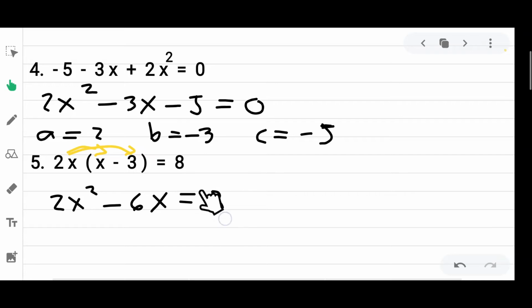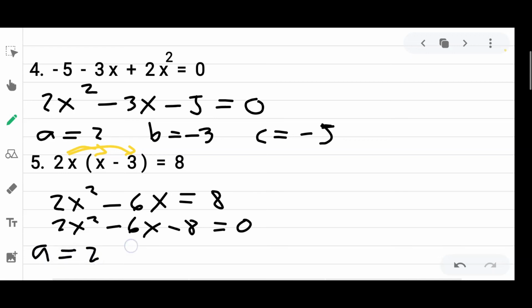Then, transpose 8 sa kabila para maging standard form. So, bring down 2x squared minus 6x. Pag nilipat ko si positive 8 sa kabila, magiging negative 8 siya. Kabaliktaran. Then, equals 0. So, identify the value of A, which is 2. The value of B is negative 6. Well, yung C natin is negative 8.